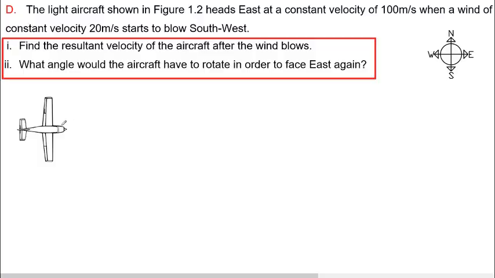So in this problem, we have an aircraft heading east with a constant speed of 100 meters per second, and we have to model the system and see what happens to it. So initially it's heading east with a speed of 100 meters per second. Now it says a wind with a constant velocity of 20 meters per second blows southwest.